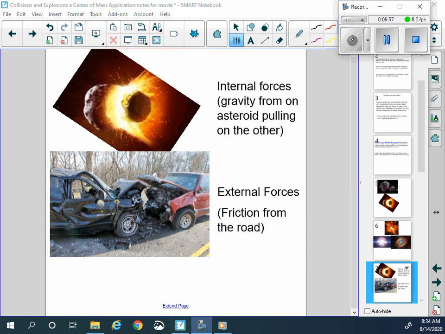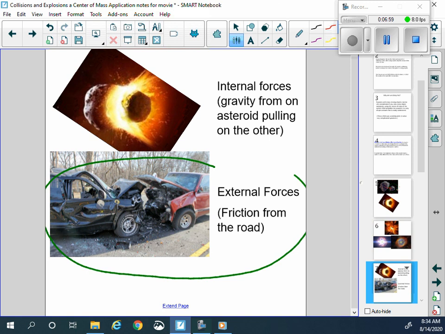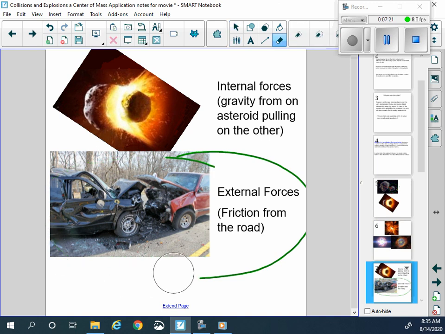When looking at a car crash, everything that we just talked about with meeting up at the center of mass of the system does not apply. It doesn't matter how big one car is versus how big the other car is for the point of collision. What matters is how fast is each car going individually. And the major reason for this is the types of forces that are acting on the system.